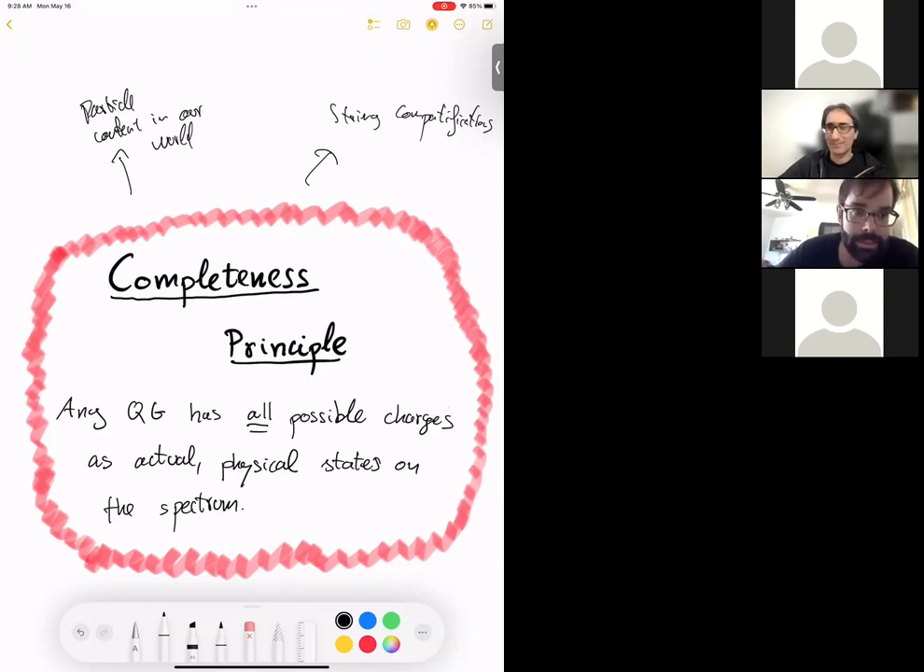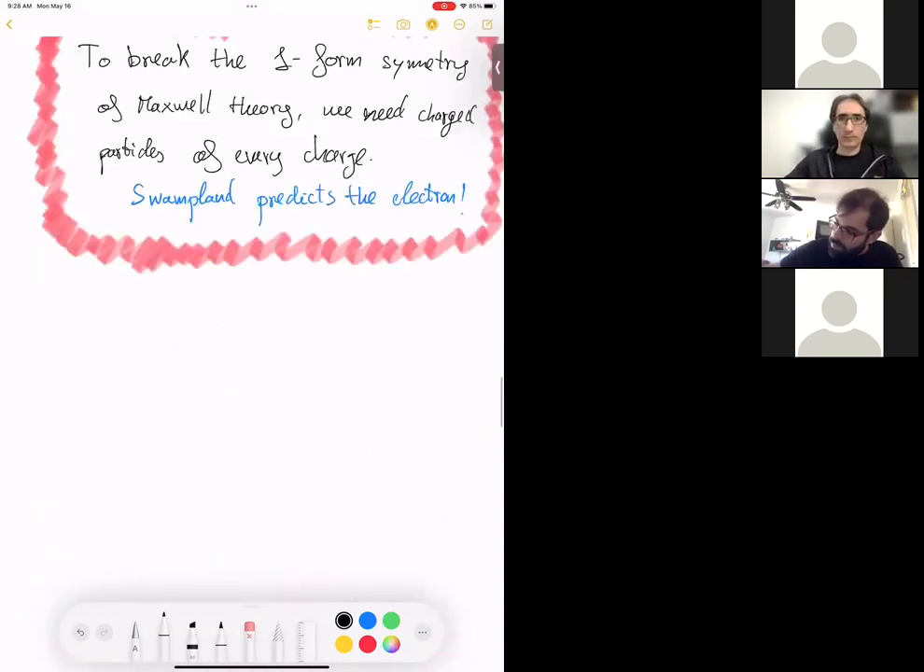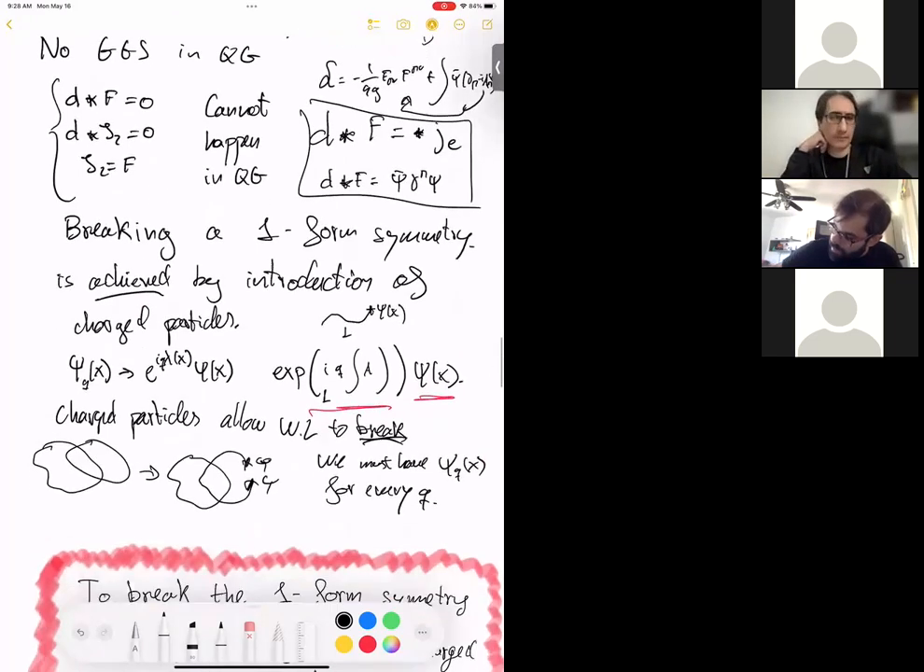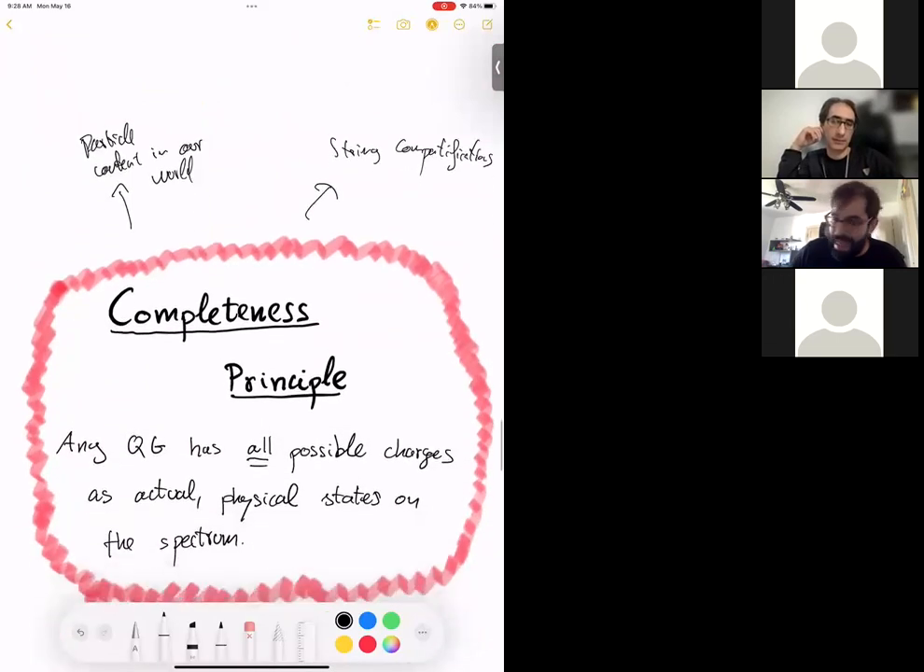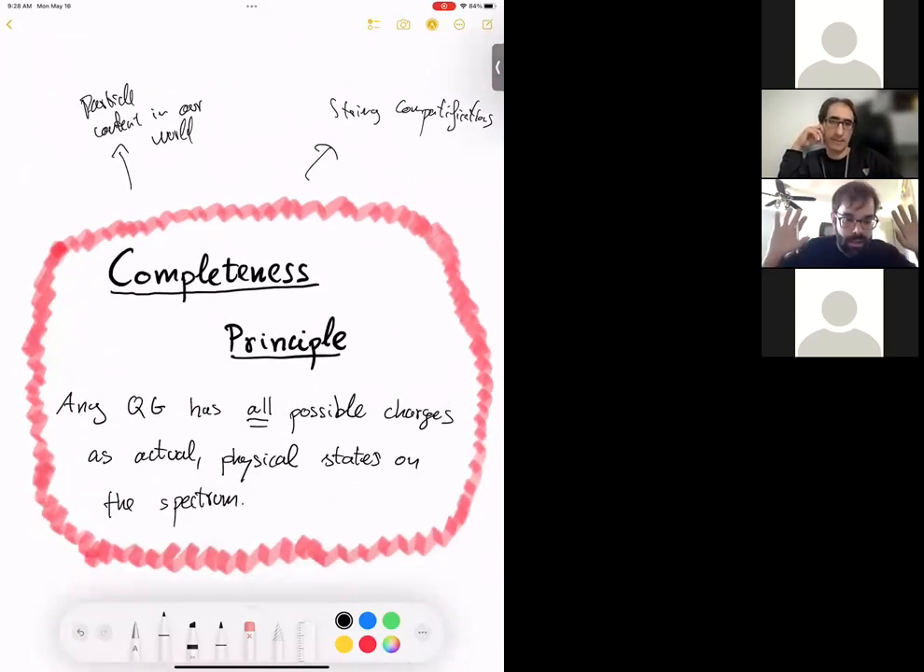Just to summarize, we have discussed how to extend the notion of symmetry to generalized global symmetries, which involve extended operators. And then we have discussed what it means to break those symmetries. To break those symmetries means to introduce charged operators so that the extended operators can break. So you introduce charged particles in the spectrum, and this leads to the idea that every possible charge in any quantum theory of gravity is actually represented by physical states in the spectrum, which is the completeness principle. So I'll wrap up here and take any questions you might have about these or any other thing that I discussed. Thanks very much.